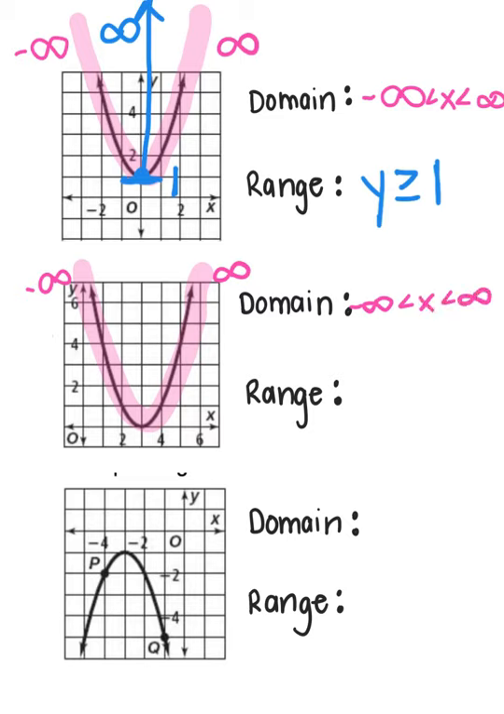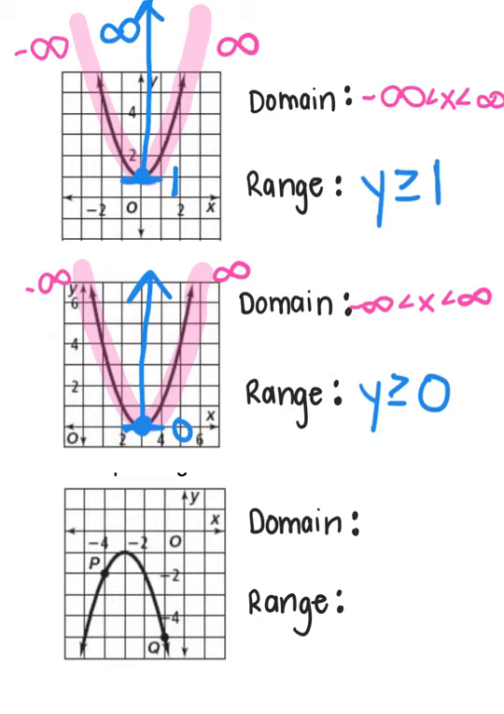My range is starting at that y value of 0. So we're going from 0 up. So my y is going to be greater than or equal to 0. Now, the next one looks a little bit different. My parabola is going in the opposite direction.